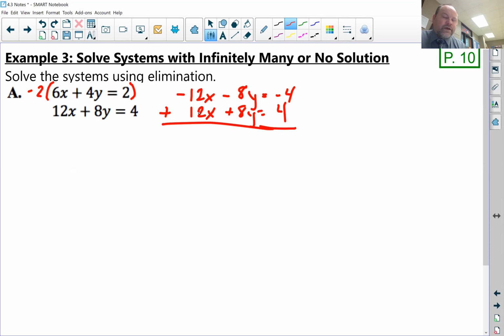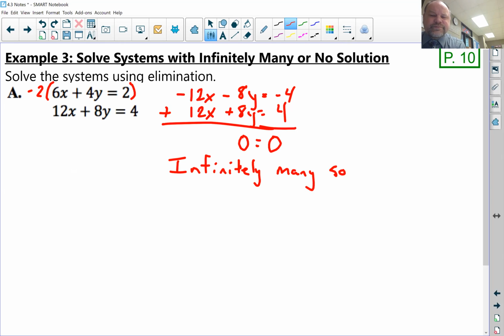Adding these together, -12x plus 12x, that's 0. -8y plus 8y, that's 0. And -4 plus 4 is 0. So if I get a number equal to itself, remember this is the one that has infinitely many solutions.